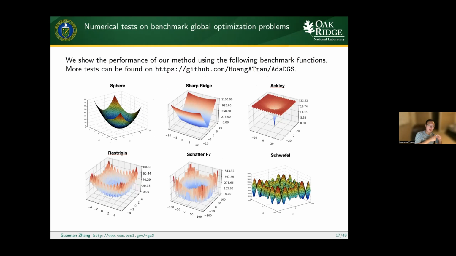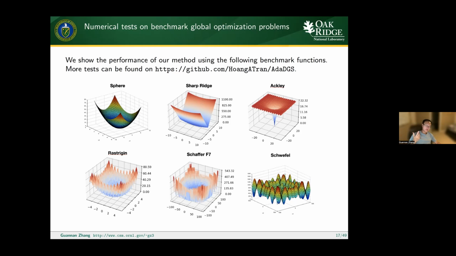So basically now I want to show you some benchmark test problems. We tested several benchmark functions that people commonly use for global optimization. We chose 6 of them for the first set of tests. The first two are convex functions. The first one, called sphere, is nothing more than an isotropic quadratic function, which is a basic benchmark. And the sharp ridge means that even though it's convex, it has some ill conditioning.